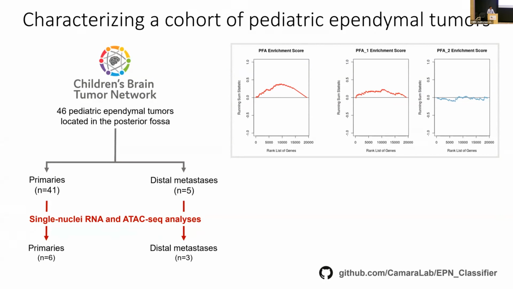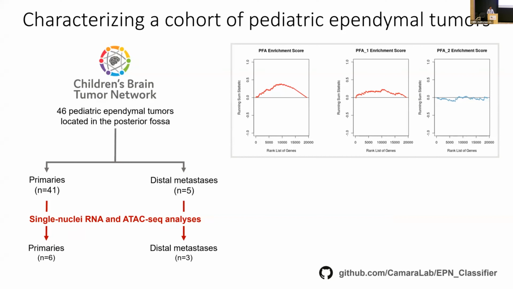We have been working with a cohort of 46 pediatric ependymal tumors in the posterior fossa, of which 42, or most of them, were already profiled by the CBTN at the bulk level for RNA. We decided to profile 9 of these tumors with single nuclei RNA-seq and single nuclei ATAC-seq, comprising both primaries and distal metastases.